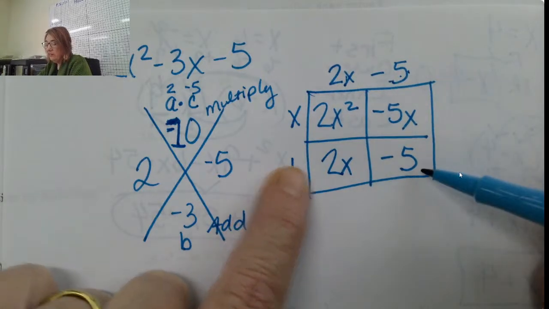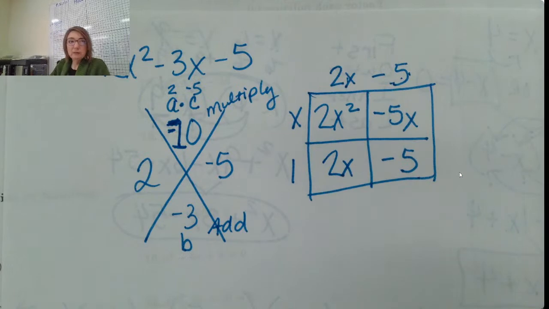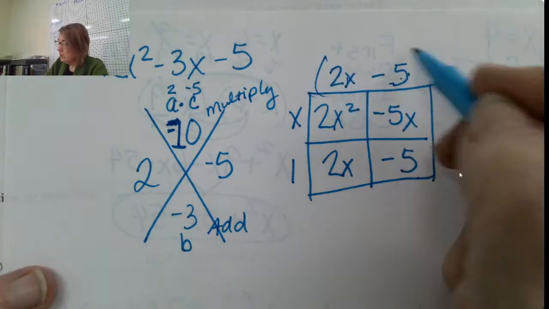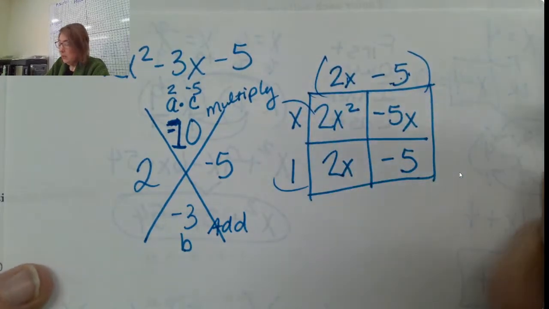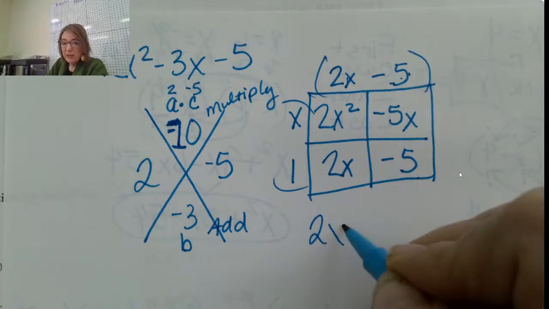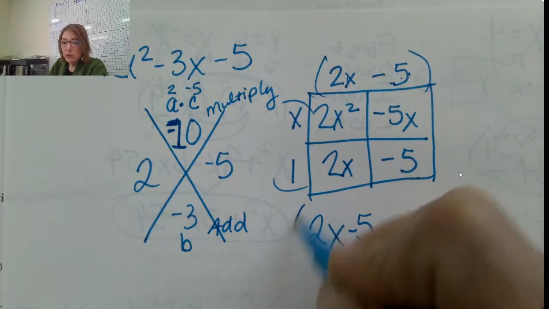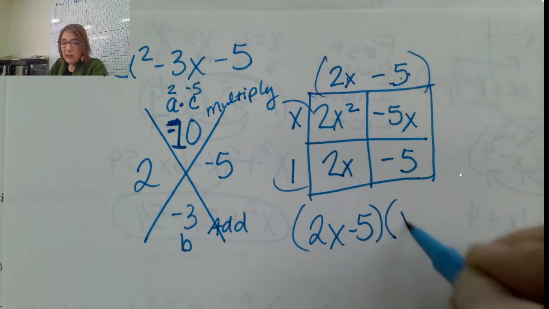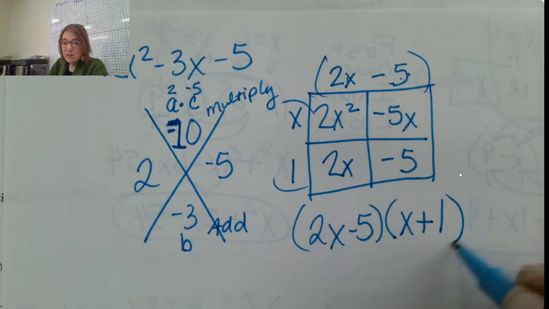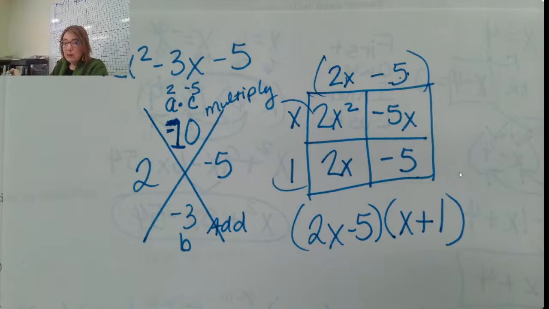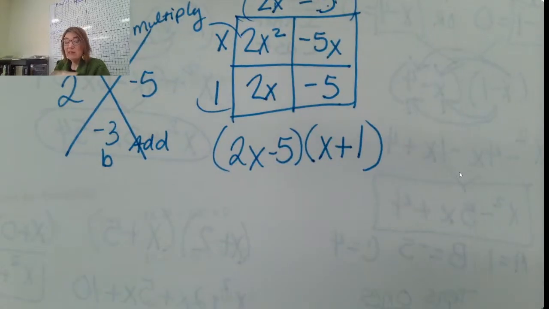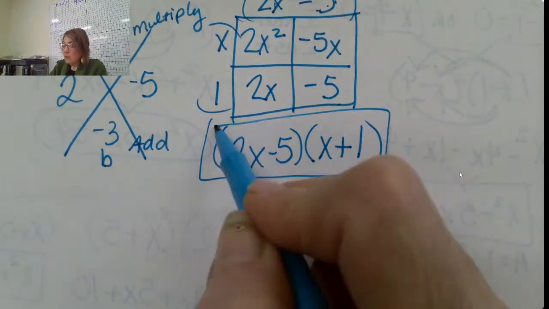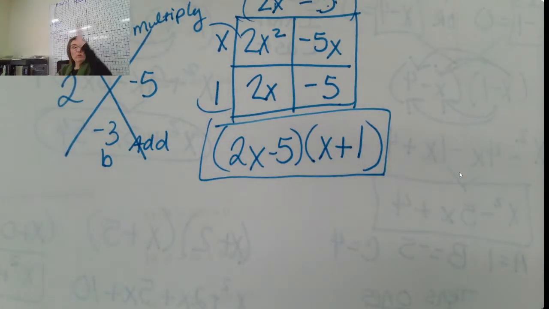Does negative 5 times 1 equal negative 5? Yes. So here's our factors. We have 2x minus 5. I always write the one with the bigger coefficient first. And then x plus 1 because it's a positive 1. Now this would be our answer right here. But if we want to check it, we would multiply it out and then see if we get what they asked us to factor.